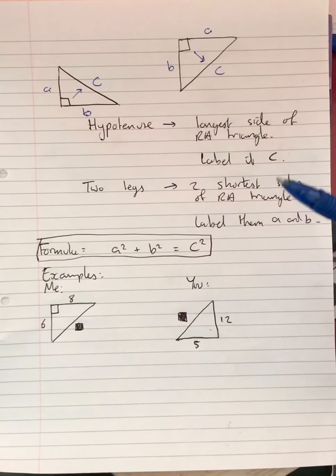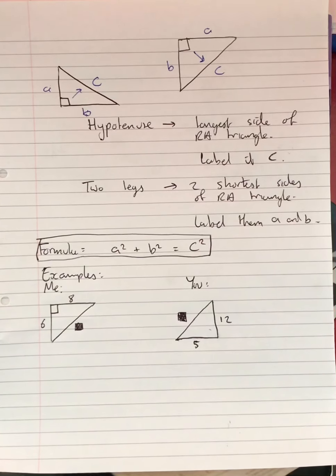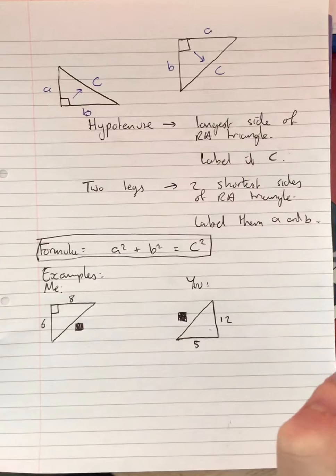Right guys, something slightly different today. We're looking at a famous mathematical theorem that looks at the side lengths of a right-angled triangle and the relationship between them, called Pythagoras' theorem. Okay. Now the first thing we need to do is to be able to label a right-angled triangle.